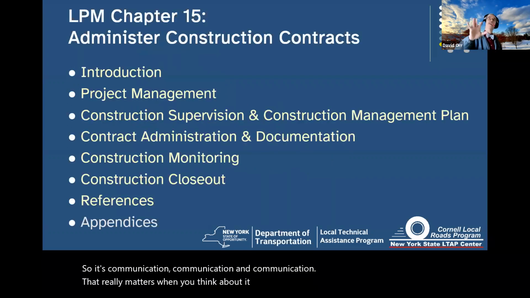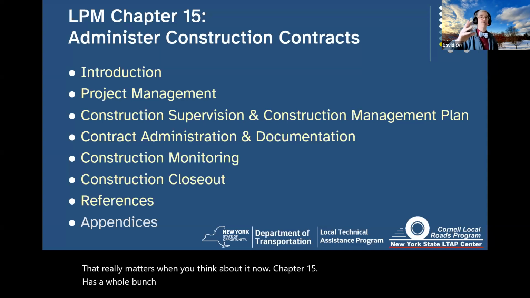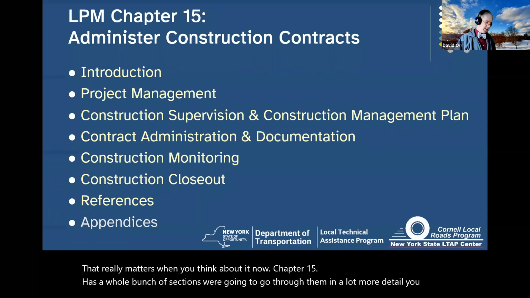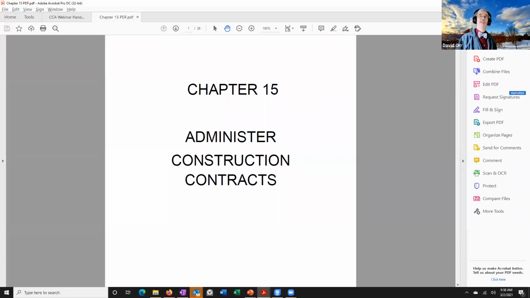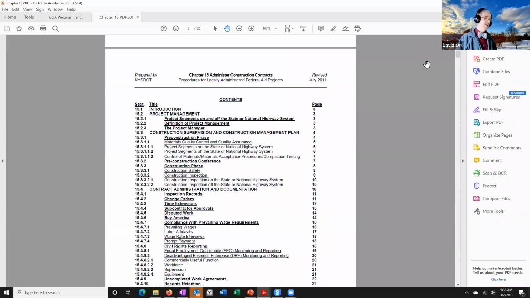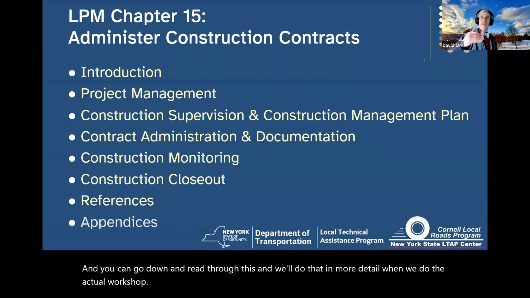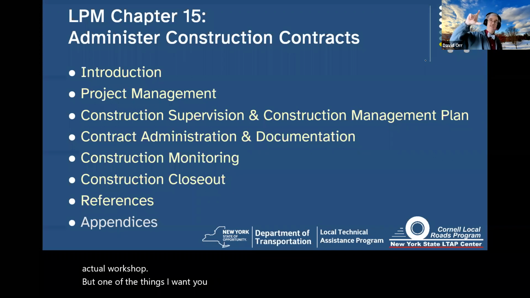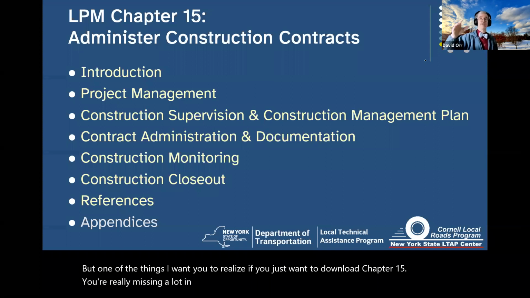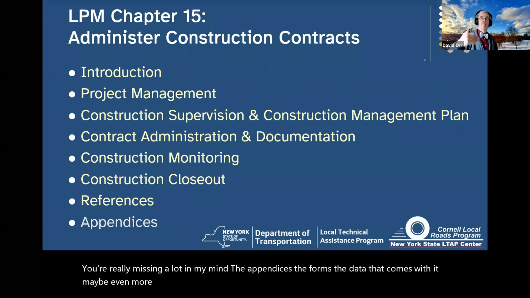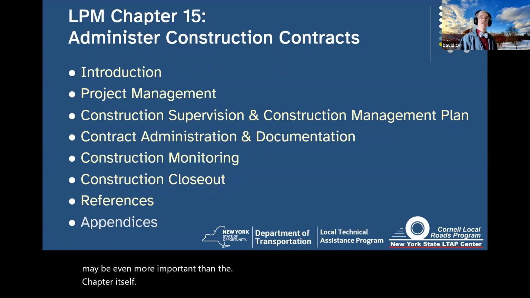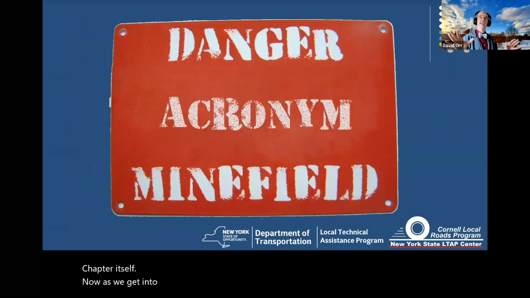Now, chapter 15 has a whole bunch of sections. We're going to go through them in a lot more detail. You can get the reference and go through it. It's a pretty bland looking document at the start, but it's got a whole bunch of sections in it. And you can go down and read through this, and we'll do that in more detail when we do the actual workshop. But one of the things I want you to realize, if you just were to download Chapter 15, you're really missing a lot. In my mind, the appendices, the forms, the data that comes with it may be even more important than the chapter itself.